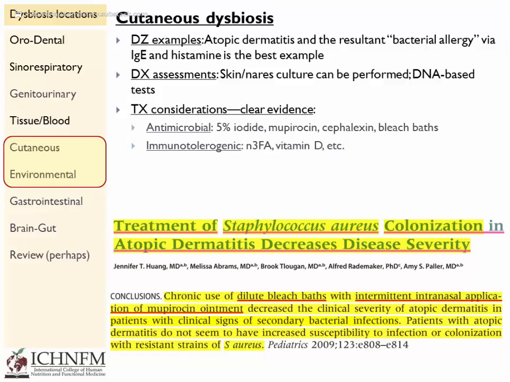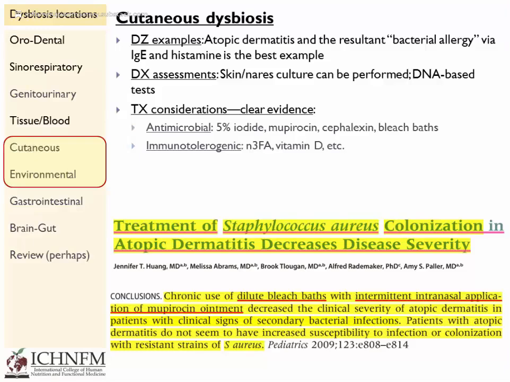Patients with atopic dermatitis do not seem to have increased susceptibility to infection or colonization with resistant strains of Staphylococcus aureus. So basically what they're emphasizing with that last statement is that these patients simply have quantitatively more bacteria on their skin. What we see in other conditions such as psoriasis and diabetes is that the patients not simply have more bacteria, but they have more pathogenic strains of those bacteria. So what we see in atopic dermatitis is a quantitative issue, and what we see in psoriasis and diabetes is a quantitative and qualitative issue.